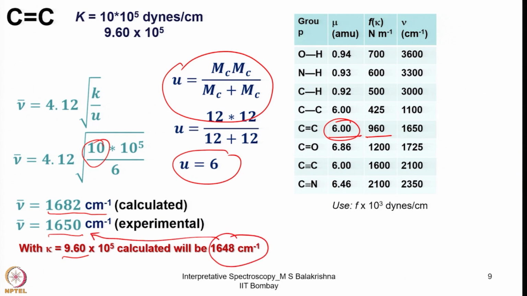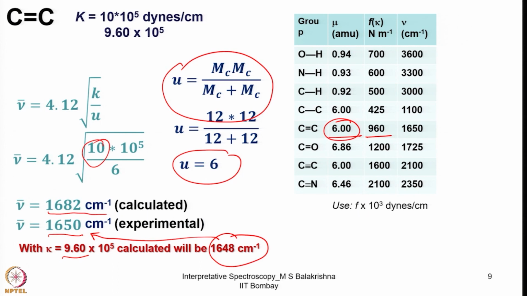And of course, as I mentioned, when the values are given in newtons per meter, multiply this value by 10 raised to 3. And if it is 21, then it will be 21 into 10 raised to 5. And you can verify all these things.